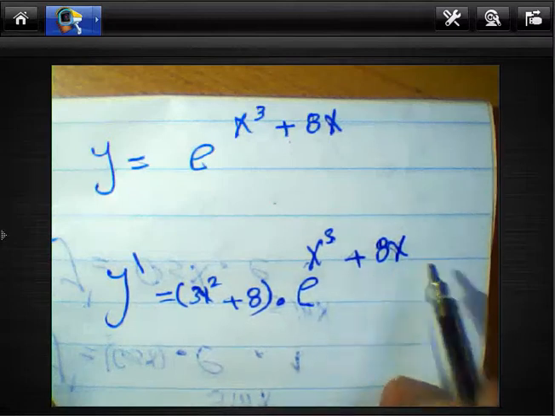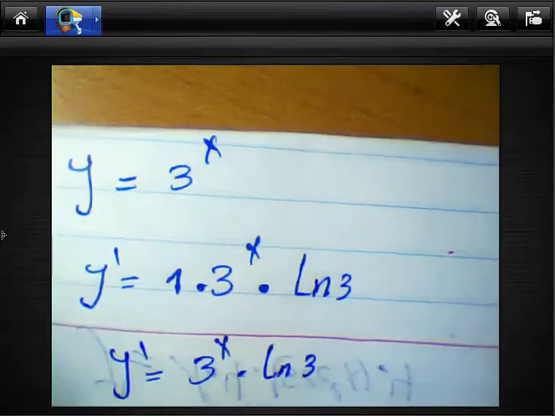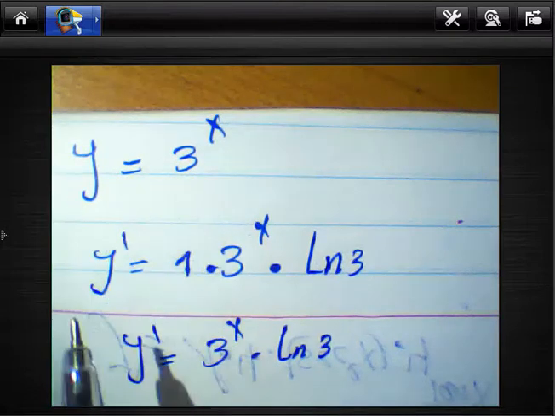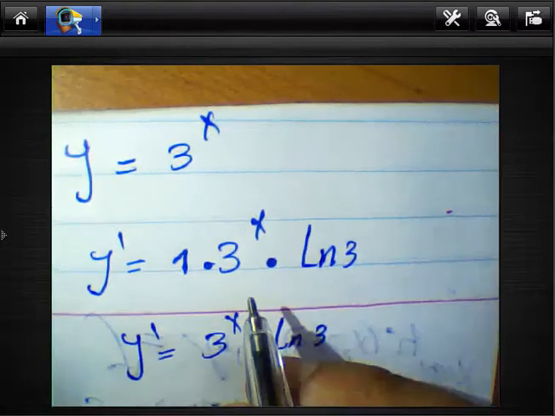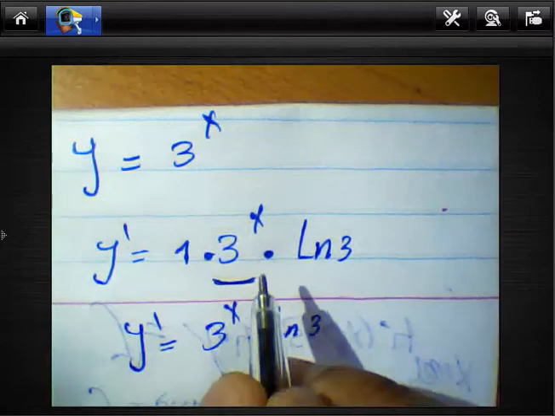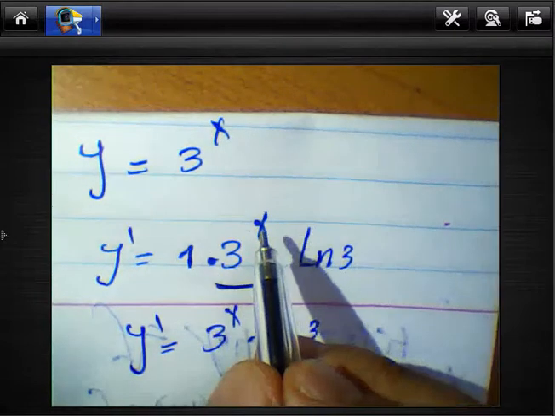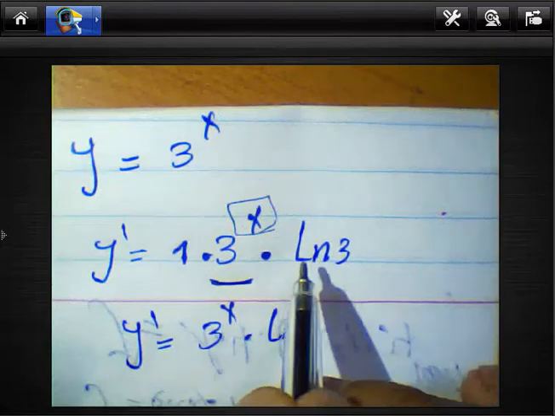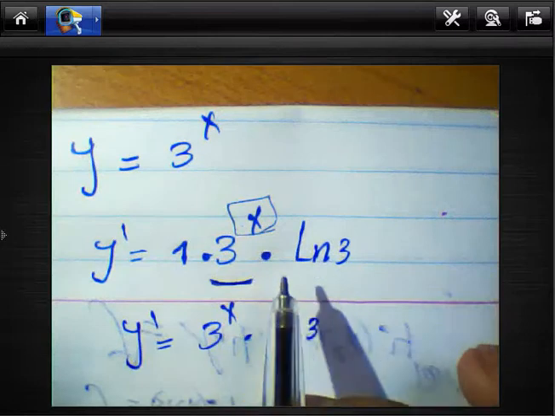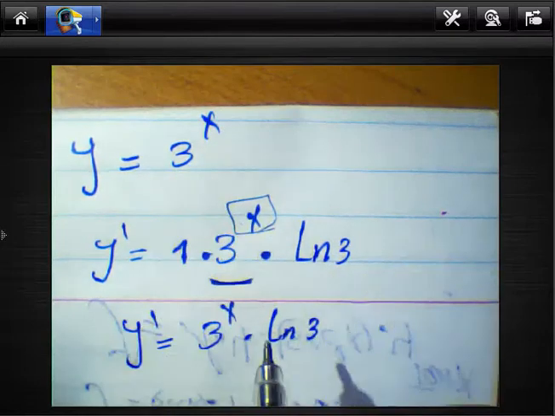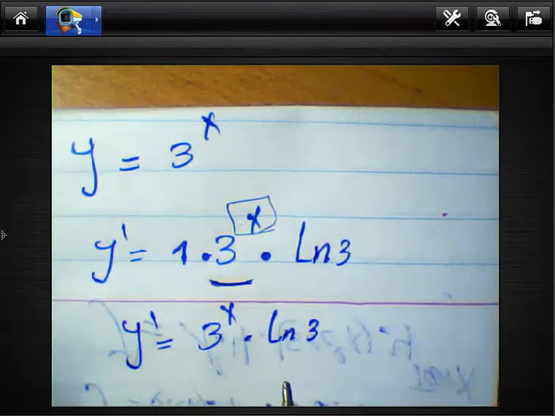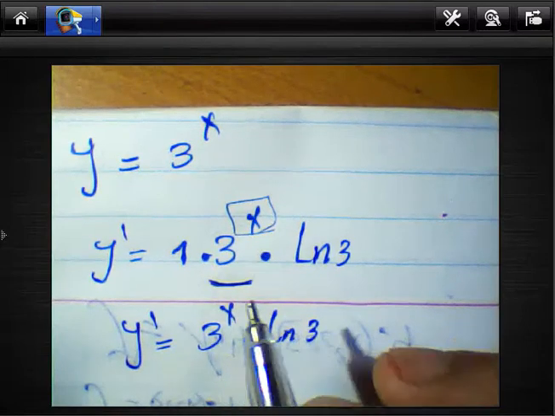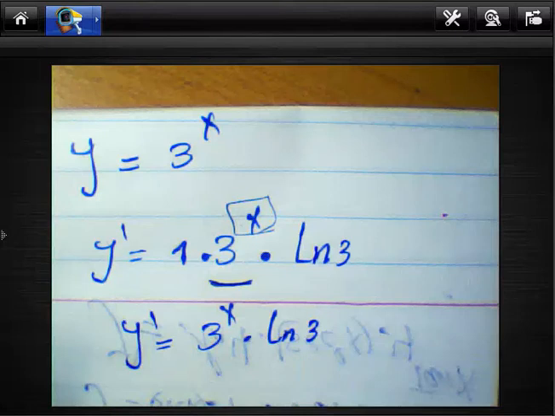Look here, y equals 3^x. We want to find the derivative of this function. We must write this function, 3^x, multiplied by the derivative of this power. The derivative of x will be 1, and we must write ln 3 behind it. Okay. So the result will be 1 multiplied by 3^x. The result will be 3^x multiplied by ln 3.